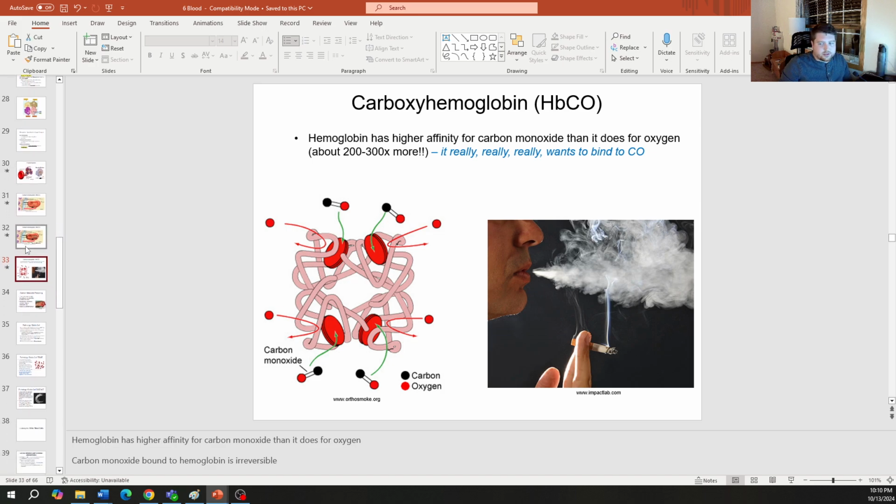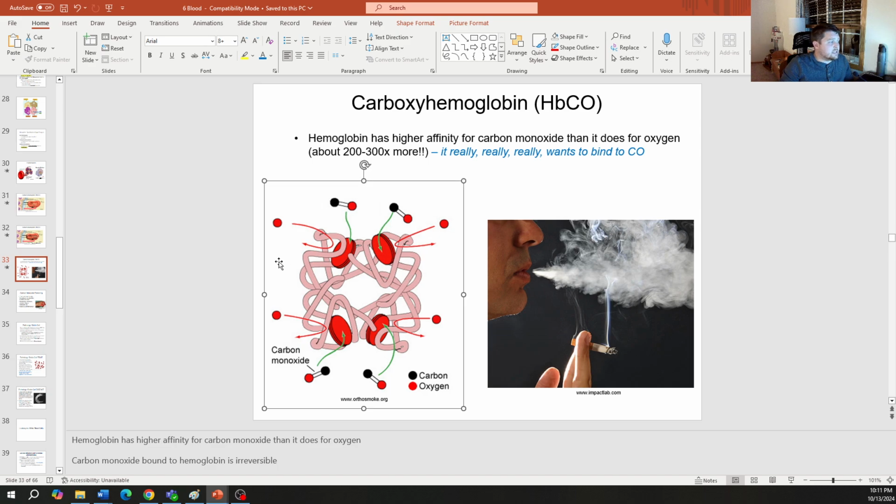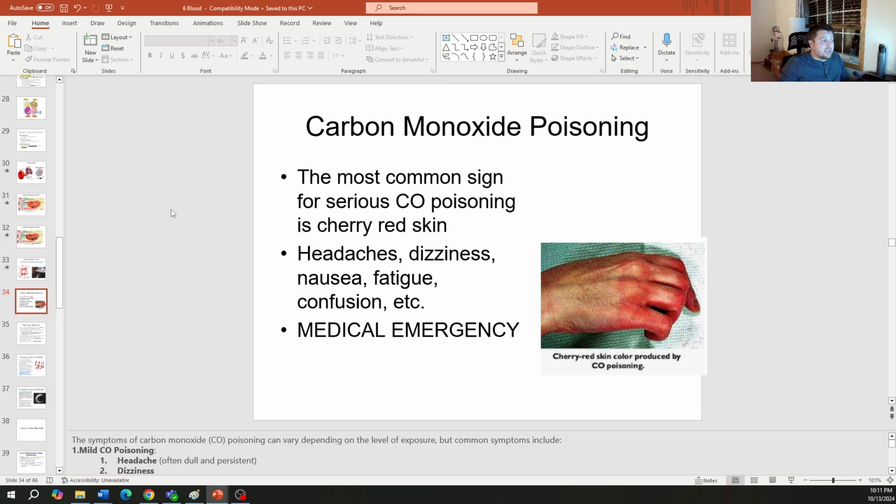Finally, the not so good stuff. This is where we're going to end this first part. Hemoglobin has a much, much higher affinity, or likelihood of binding, for carbon monoxide than it does for oxygen. It wants to bind 200 to 300 times more to carbon monoxide than it does to oxygen. So it binds incredibly strongly to carbon monoxide, and you get what's called carbon monoxide poisoning.